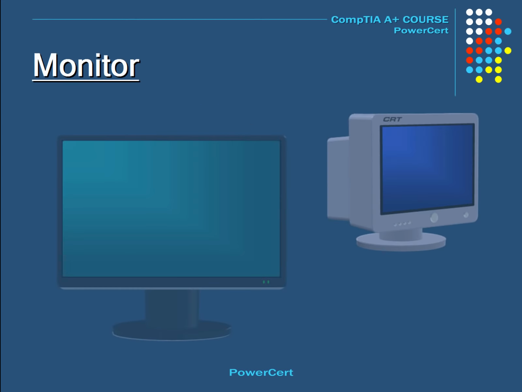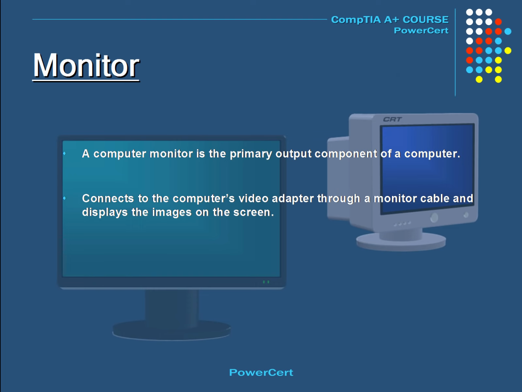A computer monitor is the primary output component of a computer. It connects to the computer's video adapter through a monitor cable and displays images on the screen. A computer monitor may have a VGA, DVI, HDMI, or a display port.